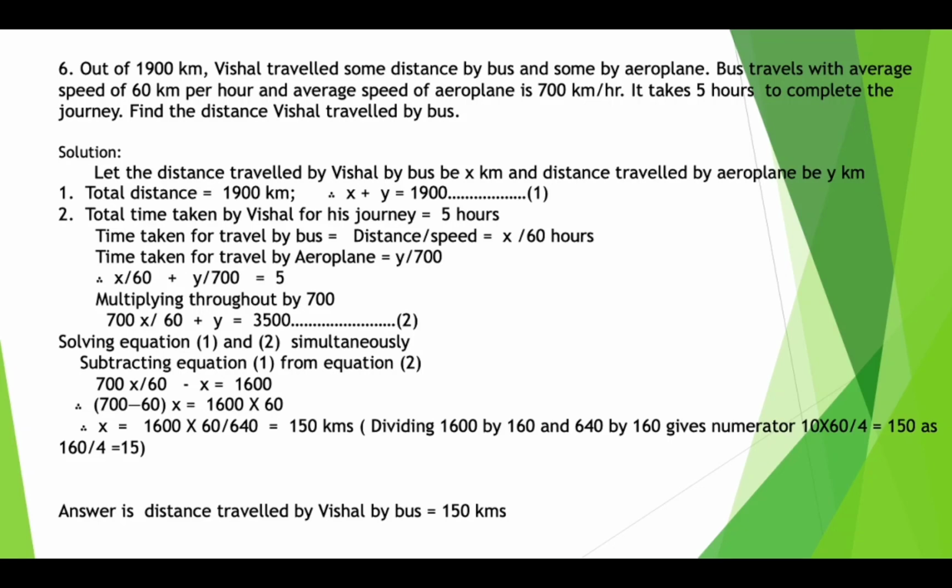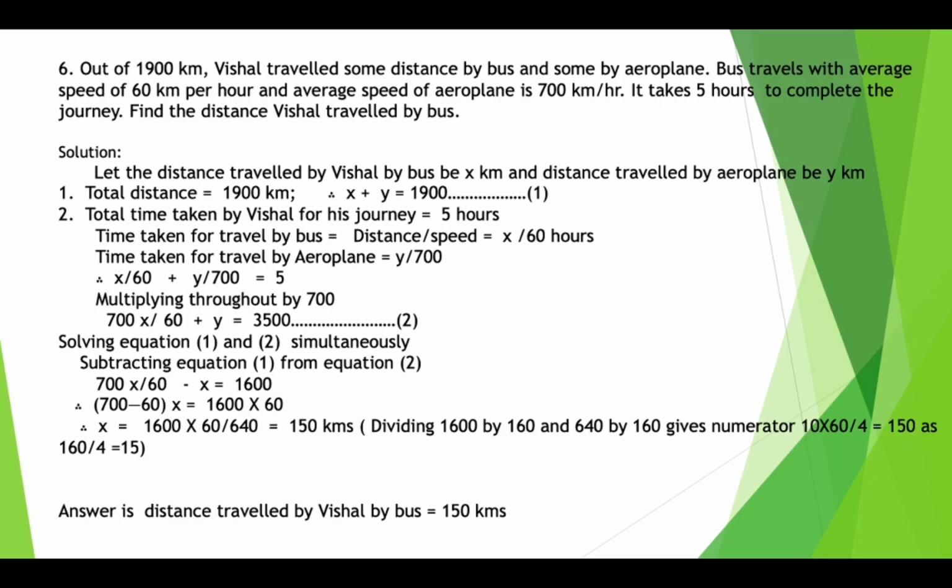Let the distance traveled by Vishal by bus be x kilometers and distance traveled by aeroplane be y. So total distance 1900 kilometers, x plus y is equal to 1900. Total time taken by Vishal for his journey is 5 hours. So time taken for travel by bus is distance divided by speed, which is x divided by 60. Time taken for travel by aeroplane is y upon 700. Same formula, distance upon speed. Now x upon 60 plus y upon 700 is the total time taken, which is equal to 5 hours.